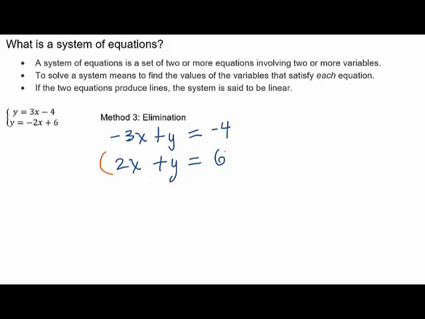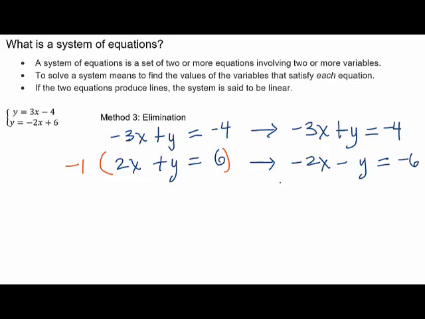So what if I multiplied the second equation by -1? And we rewrite the first equation, and the second equation becomes -2x minus y is equal to -6. And now we can add these together. So we get -5x. The positive y and the negative y cancel each other out, is equal to -4 plus -6, or -10, and divide by -5, so x equals 2.